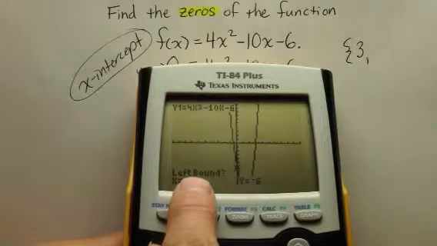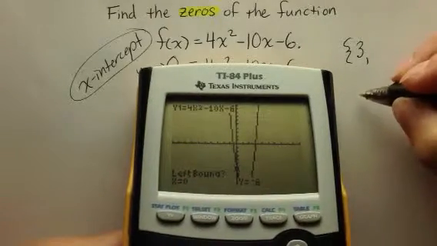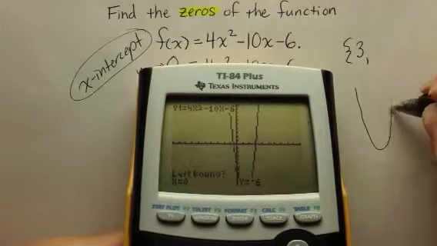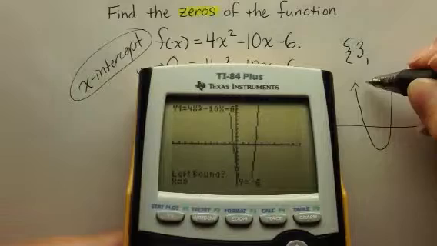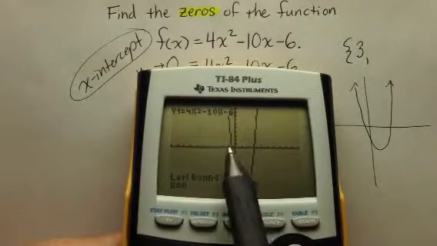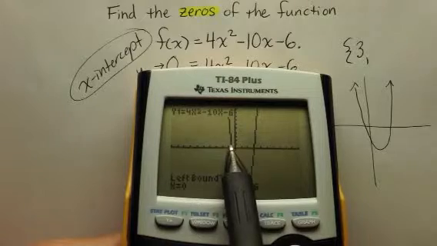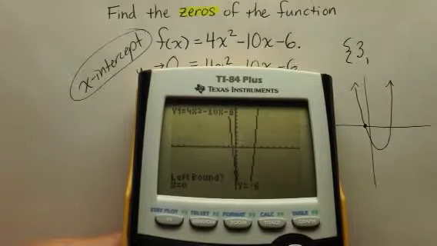The first one is, what's the left bound? What this is asking us, if I sketch this graph, is where do you want me to look for this zero? Because there's actually 2. We already know that this one is 3, so we're going to look for this other one. This is the point we want the calculator to find for us.